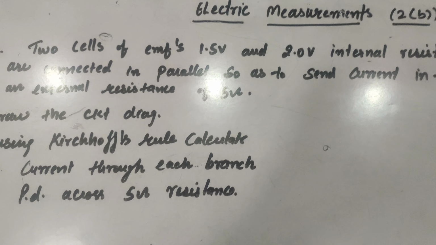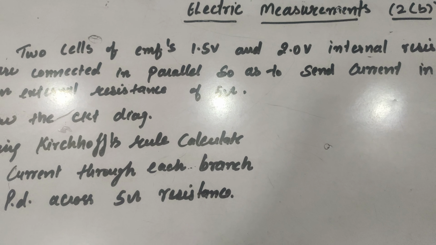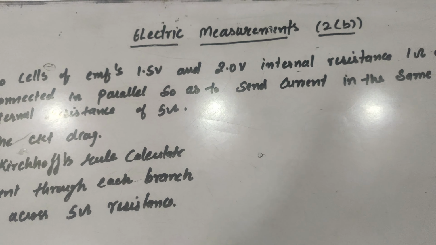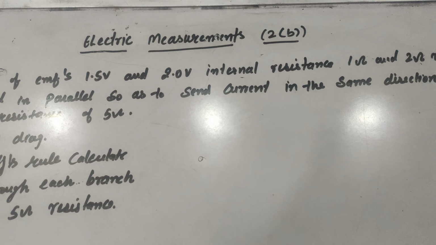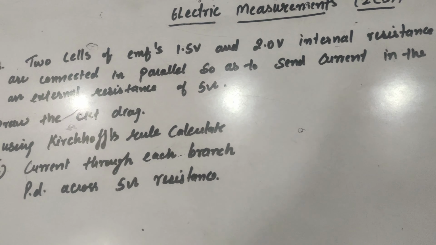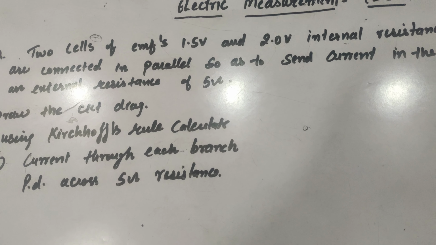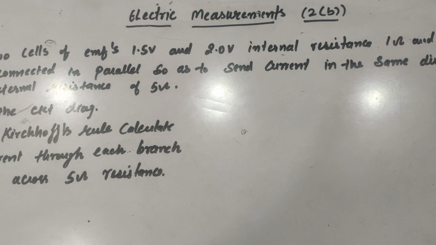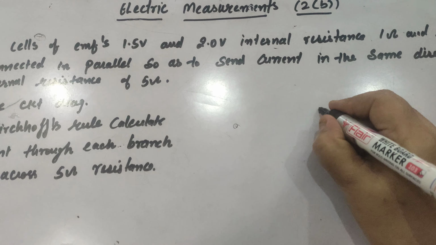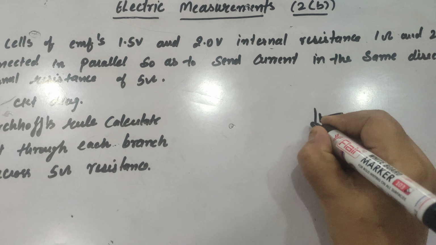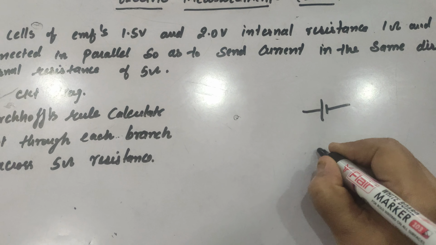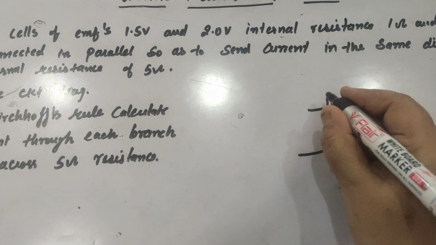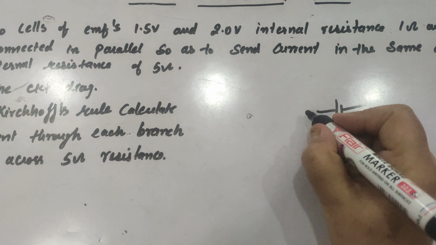The statement is: two cells of EMFs 1.5 and 2 volt and internal resistance 1 ohm and 2 ohm respectively are connected in parallel so as to send the current in the same direction. It means we have to connect two cells like this in parallel so that they can send the current in the same direction, meaning same terminals are on the same side.